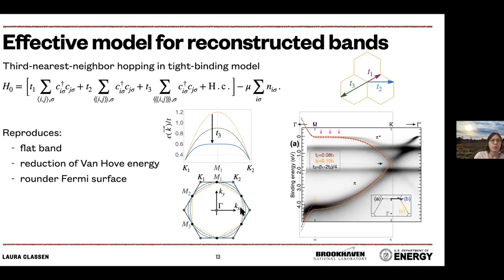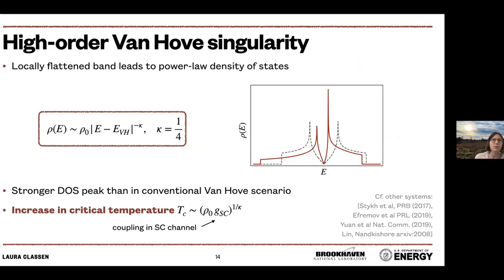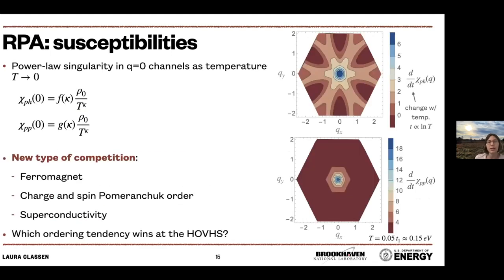So then we would like to investigate what happens with this tuned high order situation. And if you calculate the density of states within this model, you find that it now has a power law singularity with exponent 1/4. So the density of states peaks, as you see here, is even stronger than in the conventional case, which in principle can increase the critical temperature if you manage to induce attraction in the superconducting channel. And to see what type of Fermi liquid instabilities or ordering tendencies we can expect now, we have then, as a first step, calculated the corresponding susceptibilities.